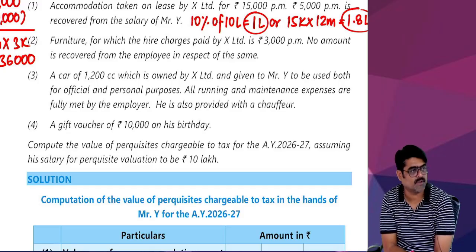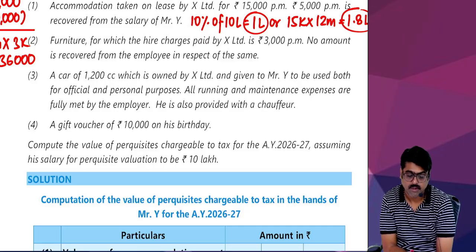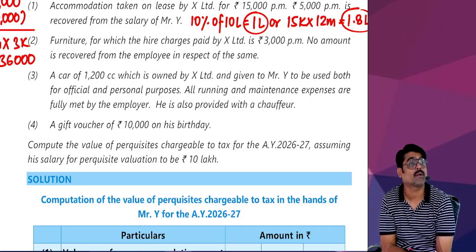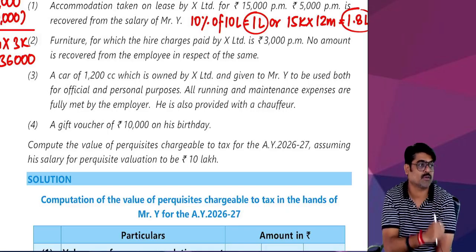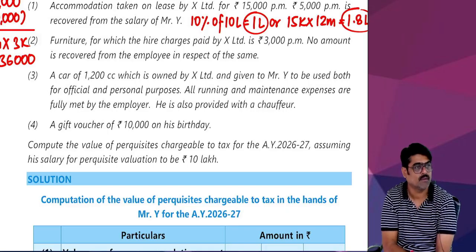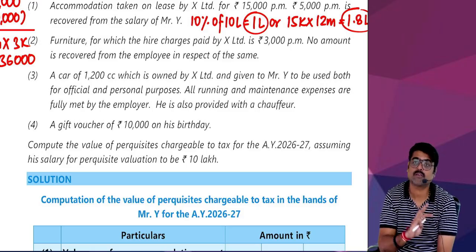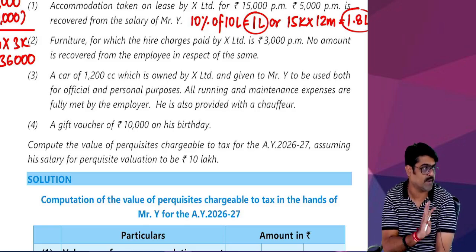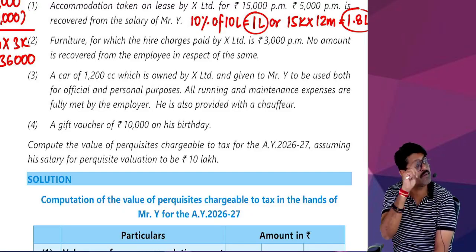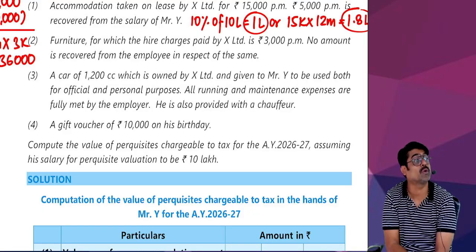Who is meeting the expenses? Employer. So car belongs to employer, expenses are also met by employer. Two benefits are there: use is also there and expense is also there. For use, 10% will be taxable, and for expense, the amount actually spent by the employer. Both the benefits will be taxable minus the recovery, if any. And this amount will be fully exempt if the car is used only for official purpose. This benefit will be fully taxable if the car is used only for personal.